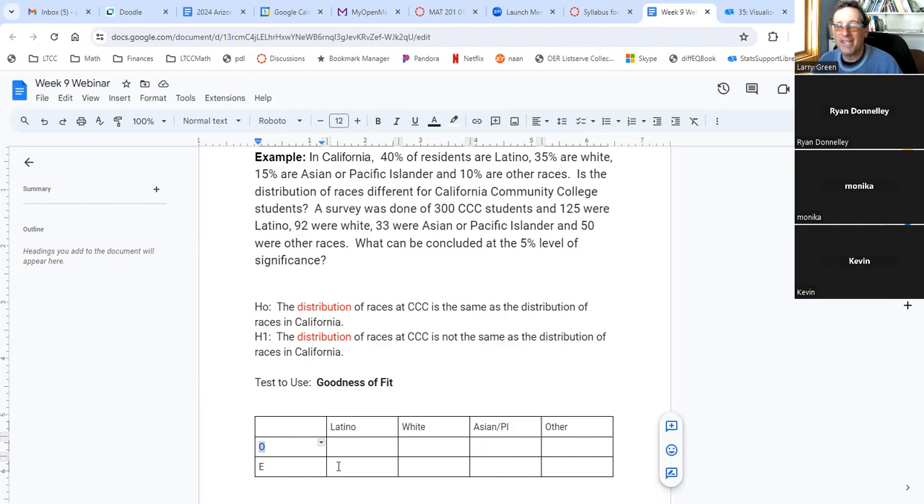I've said it, but you may not have been completely paying attention. Yeah, O stands for observed. How about E? What does that stand for? E stands for expected. So the observed is what we observed in our sample. And for this example, it's really easy. How many Latinos were observed?